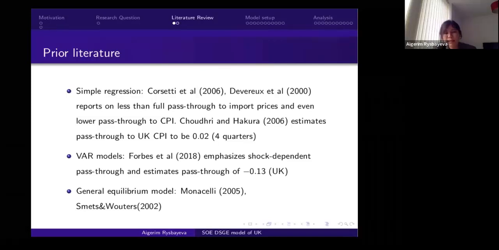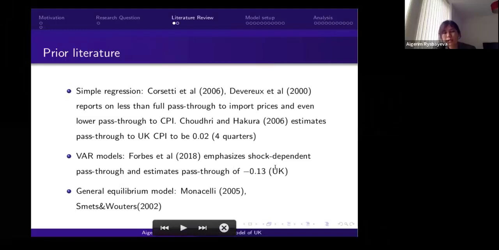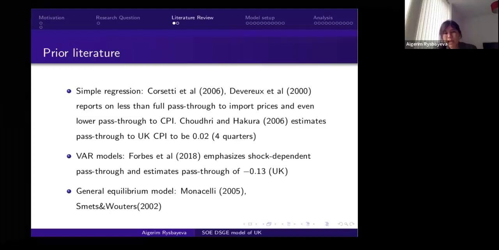For VAR models, a prominent example is the Bank of England paper by Forbes et al. My model is quite similar to this paper, where they talk about the shock-dependent nature of the pass-through degree. This has been done for UK data. And finally, we are going to talk about the DSGE model. This is a general equilibrium model, so this is for the whole UK economy. My model is based on the standard Smets and Wouters model and the open economy extension of Monacelli.